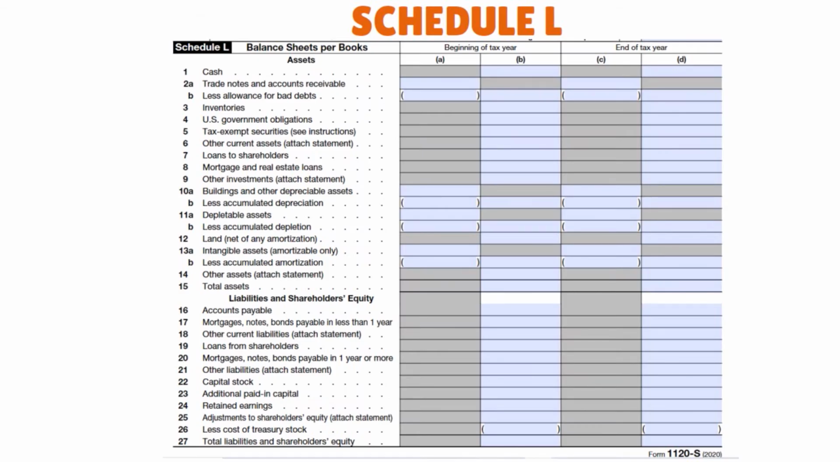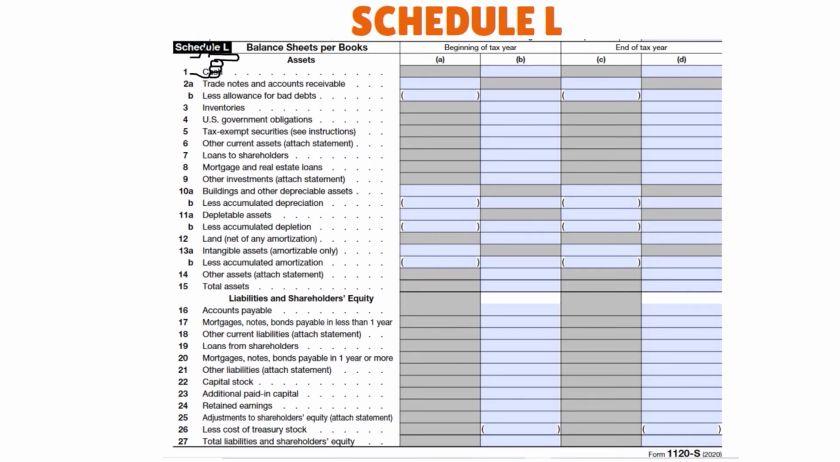So Schedule L, basically, gives the IRS an idea of what's going on in terms of liquidity. Because what is a balance sheet? A balance sheet gives information about a company's financial condition or financial situation. As you can see on the screen, you have the beginning of the tax year and the end of the tax year. So the IRS is doing a comparative analysis of movements of assets, liabilities, and stockholders' equity. Those are the three items, this trifecta, that you see in the balance sheet.